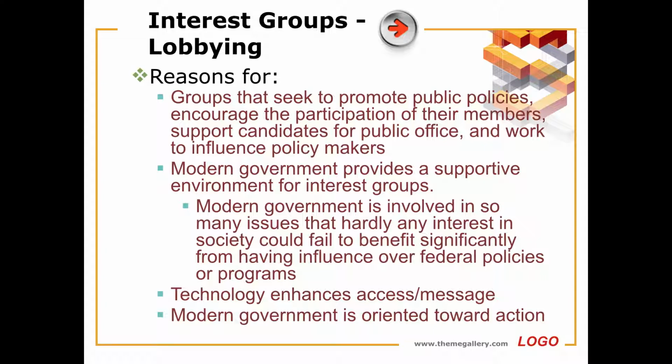Now we know that lobbying, simply, is an effort of groups to influence public policy through contact with public officials. And lobbying on the inside is based on group efforts to develop and maintain close contacts with policymakers. And all this has been made, I think, easier by technology and the instantaneous feedback that politicians can get, or when something happens, certainly the instantaneous anger that can occur when people don't like what they're seeing. But modern government is very much oriented toward action.